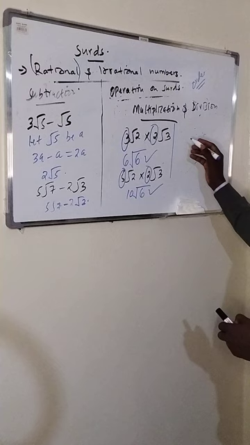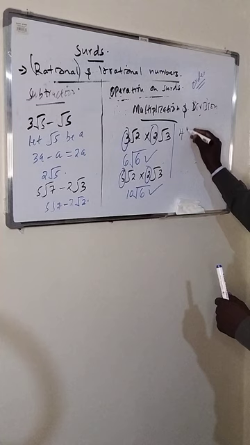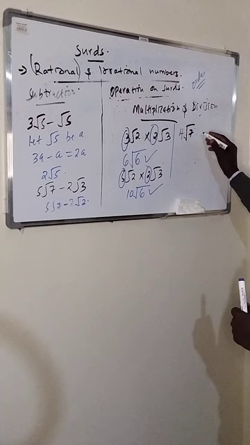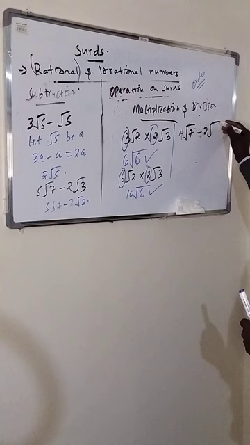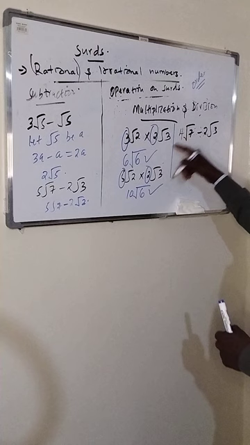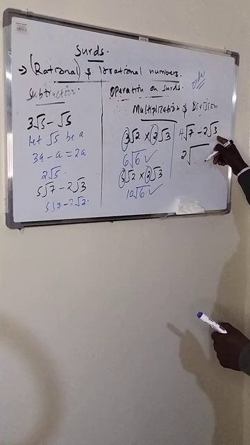For example, if you have 4 root 7 divided by 2 root 3. Here you're going to divide the numbers outside the root sign. So 4 divided by 2, you get 2. Root 7 divided by root 3, you don't have a definite number, so root of 7 over 3.